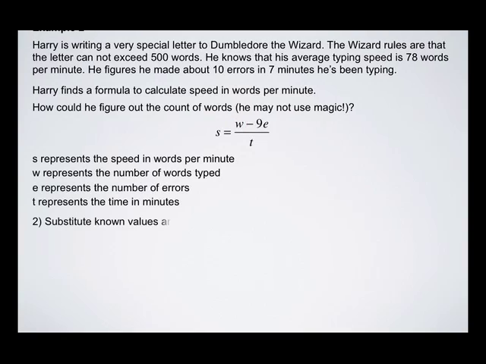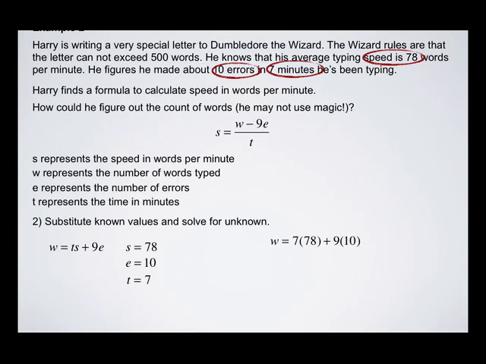Our second step is to substitute the known values and solve for the unknown. So we have our formula, W is equal to Ts plus 9E. Well, going from the word problem, we know his speed, or S, is 78. We know that the amount of errors he made, or E, is 10. And we know the amount of time he's been typing, or T, is 7.